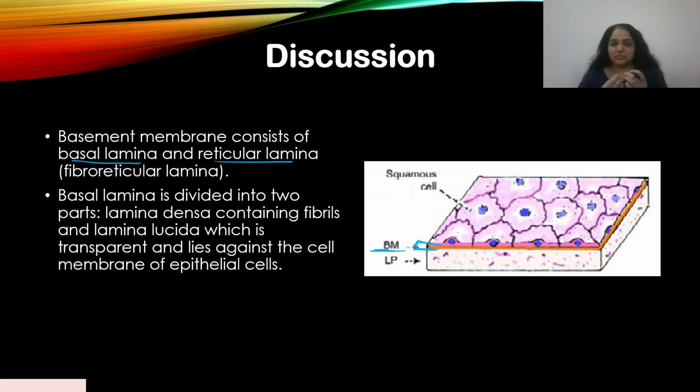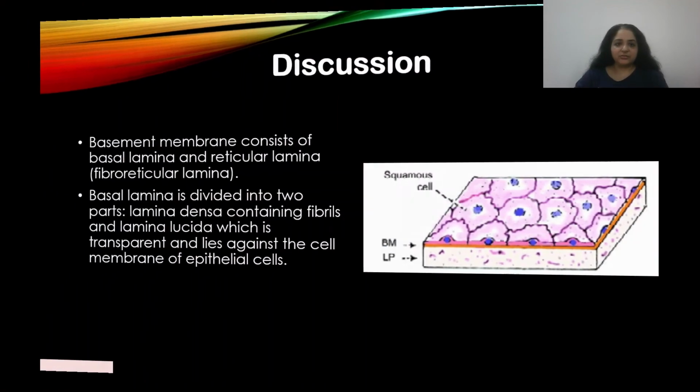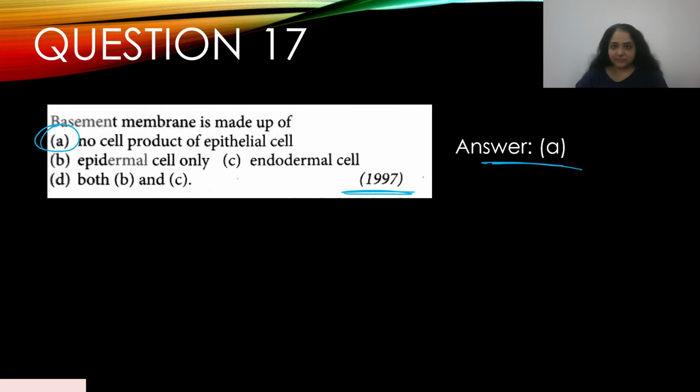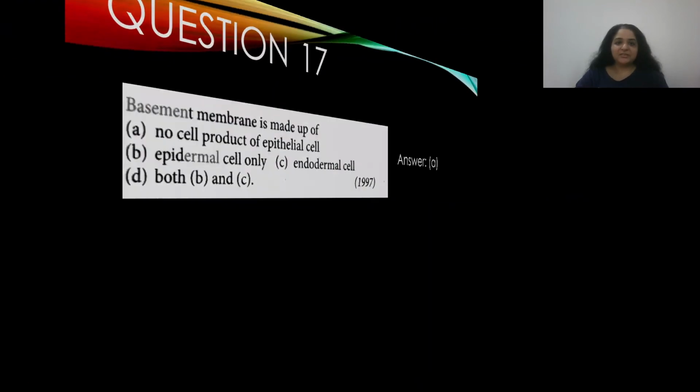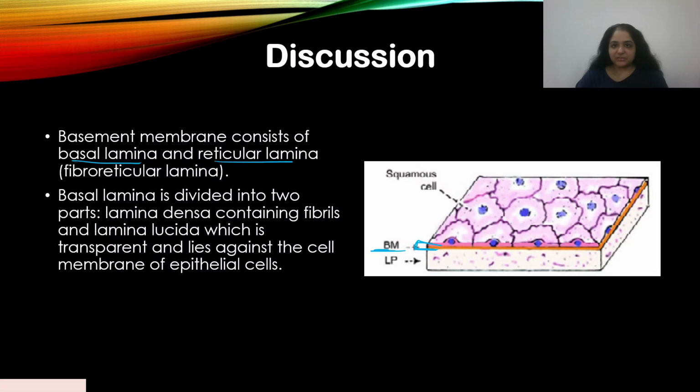It's just made of fibers, and there's a basal lamina and then there's reticular lamina, which is fibroreticular. Again, basal lamina is divided into lamina densa, which contains fibrils, and lamina lucida, which is transparent and lies against the cell membrane of epithelial cells. So they don't contain cell products of the epithelial cells. Nothing to do with that. They are completely different. So we go back to the question. No cell product of epithelial cell. Yeah, so that is the appropriate answer. They're basically just made up of fibers, the fibrous material over there.